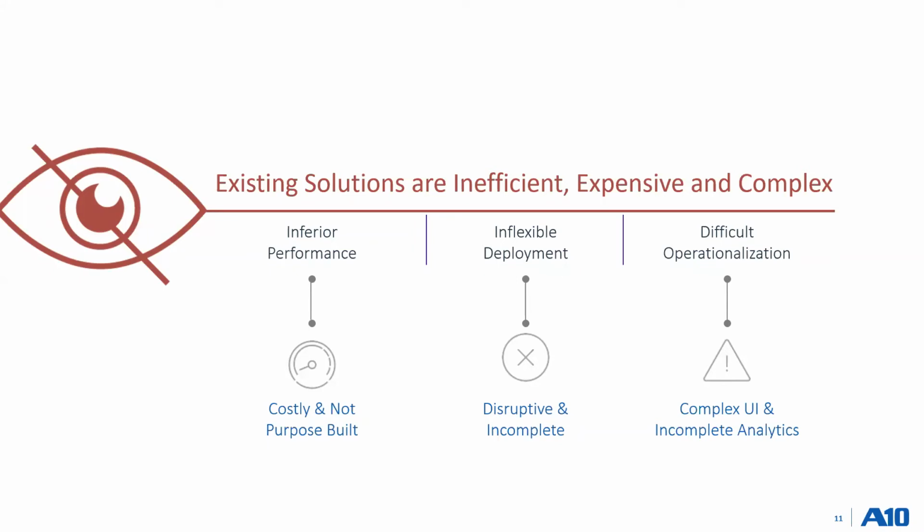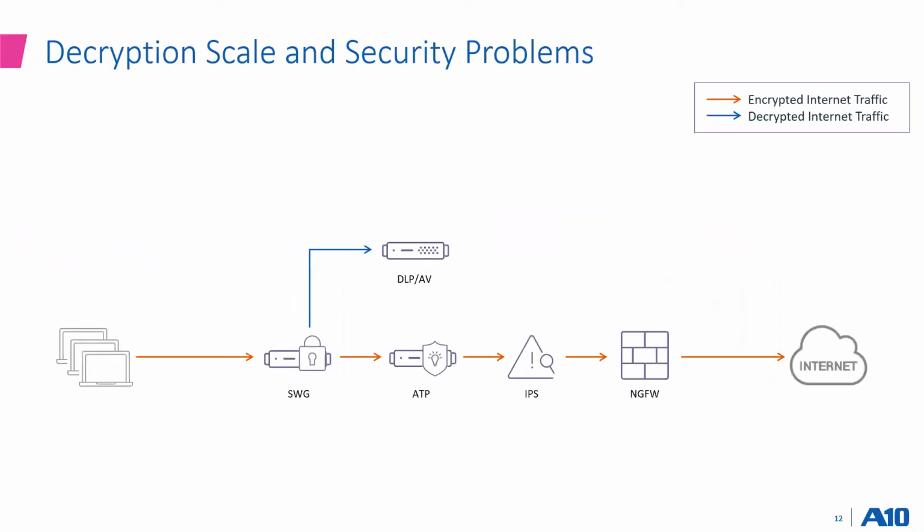The second thing is inflexible deployment. Most of these solutions, whether these are legacy dedicated decryption solutions, or whether you have a firewall doing decryption for you, are disruptive and incomplete, and they can't really support all of the other devices that you have within your network. And then finally, a lot of these solutions are difficult to operationalize. A lot of the time we've seen customers buy these solutions and they just sit on a table in the lab, and they never really deploy them because they're so hard to use and deploy.